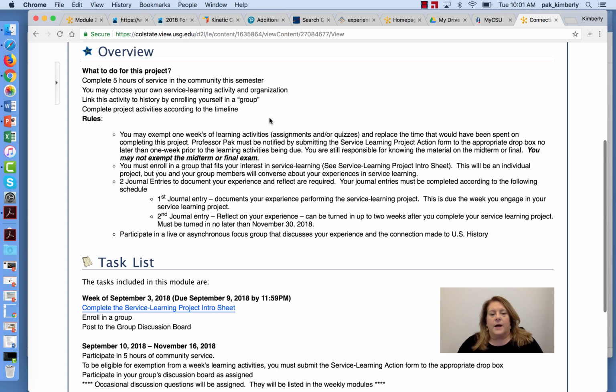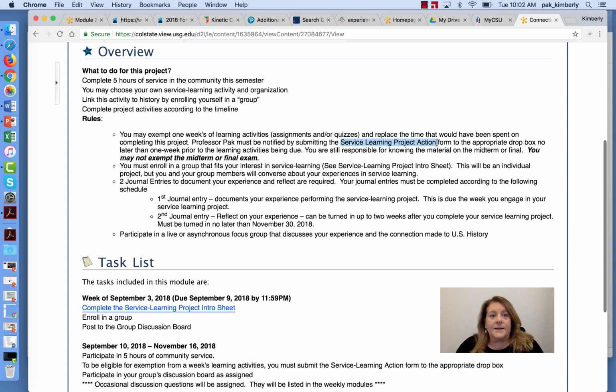Of course, I will have a way for you to let me know that you want to be exempted. There's going to be a service learning project action form for you to turn in, that you'll need to do prior to the week you want to be exempted. And so what you will do is you'll turn in this form and say, this is the week I'm doing my service learning, so please exempt me from the learning activities of this week.